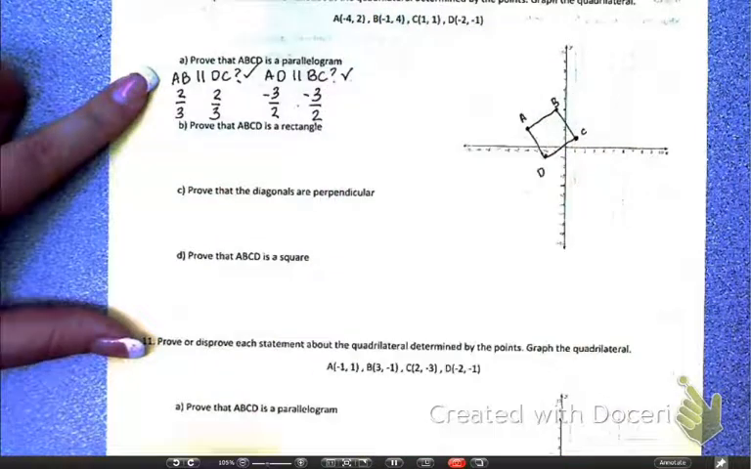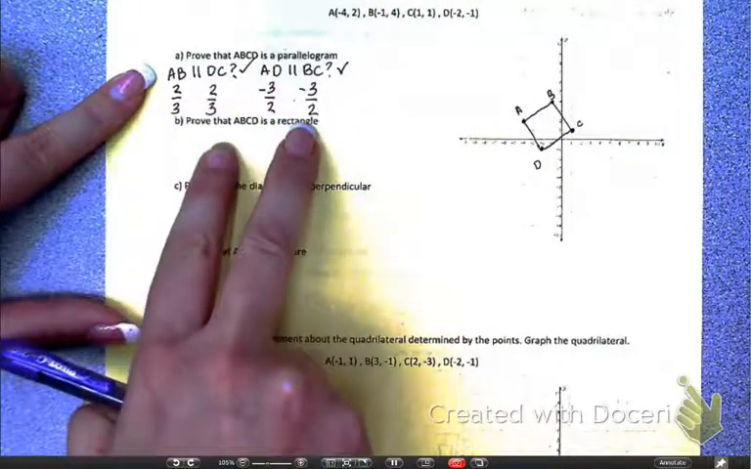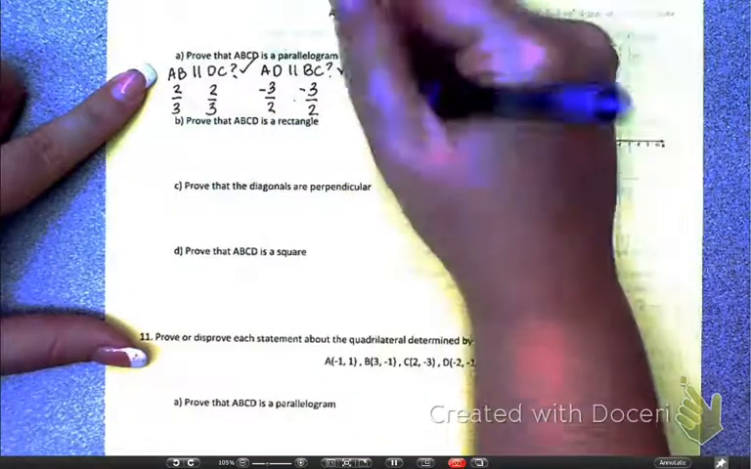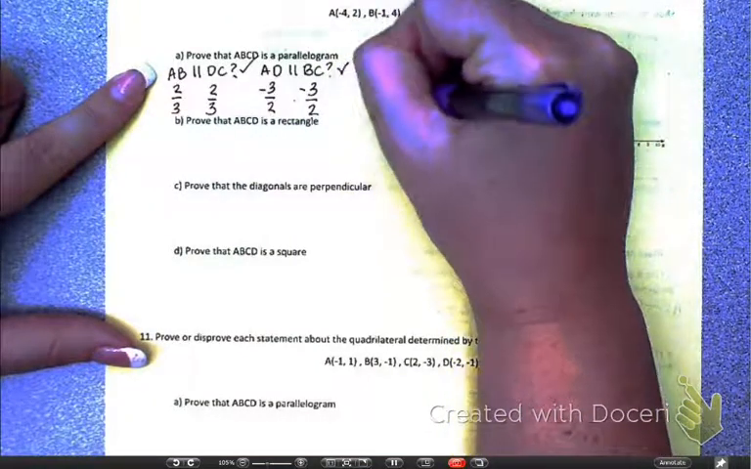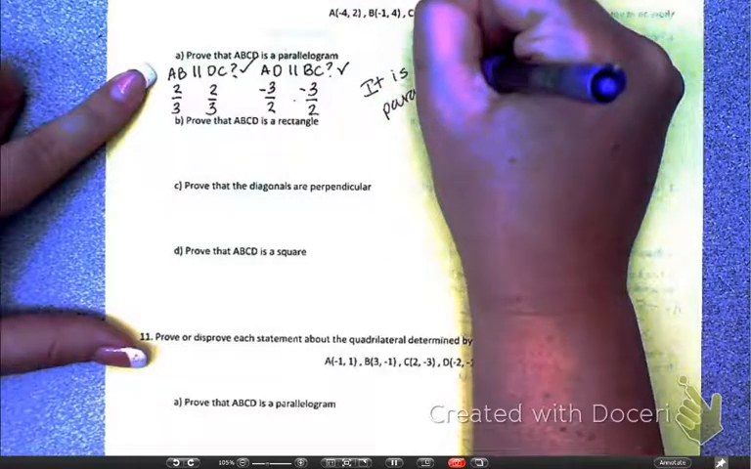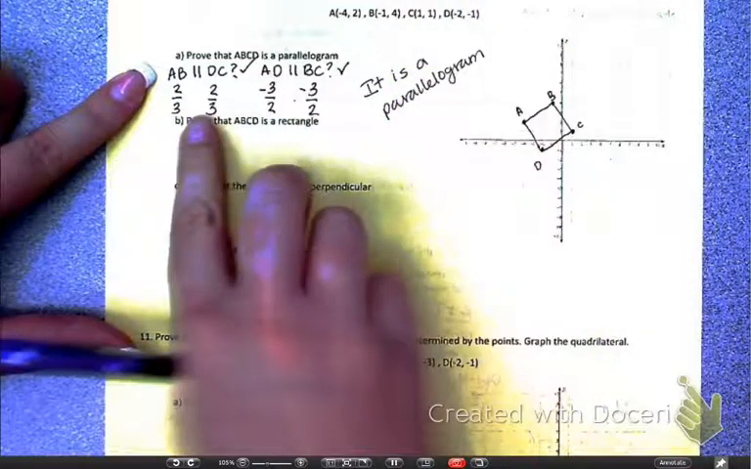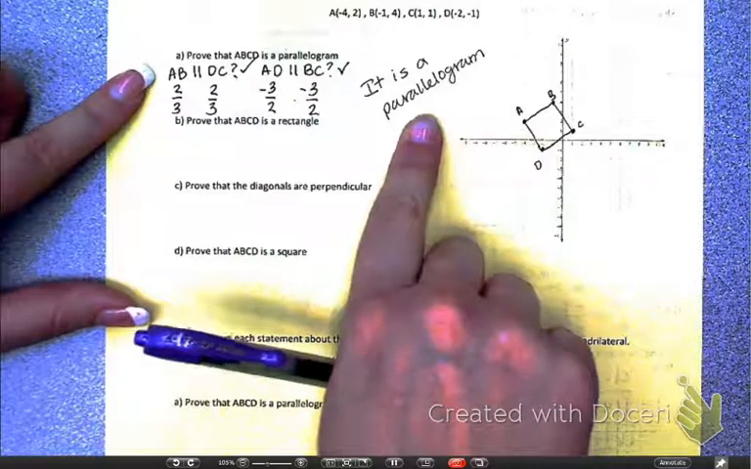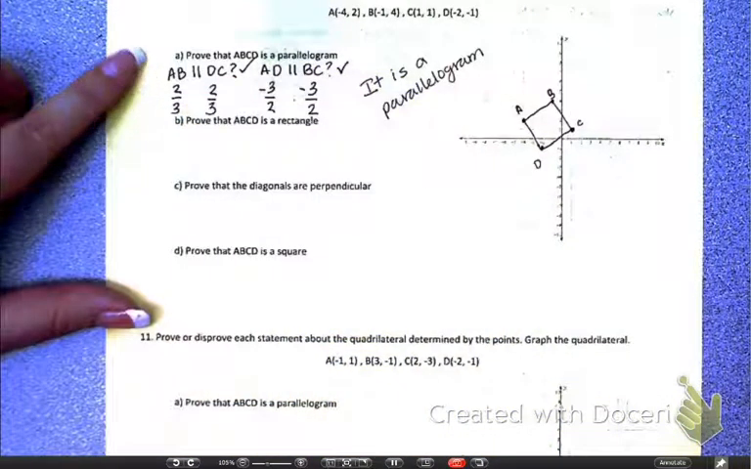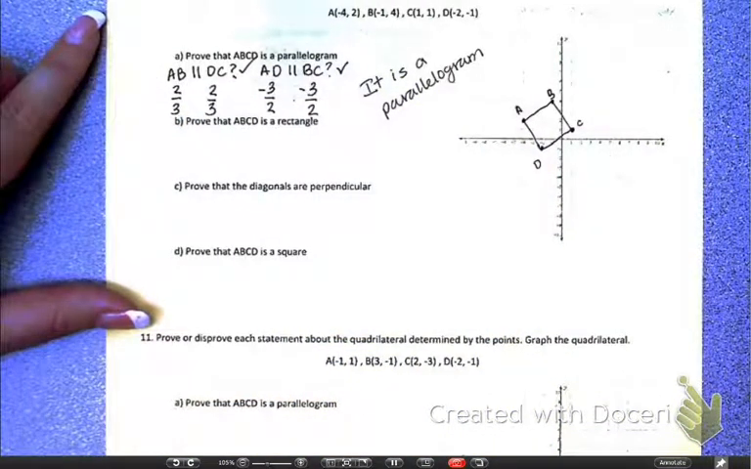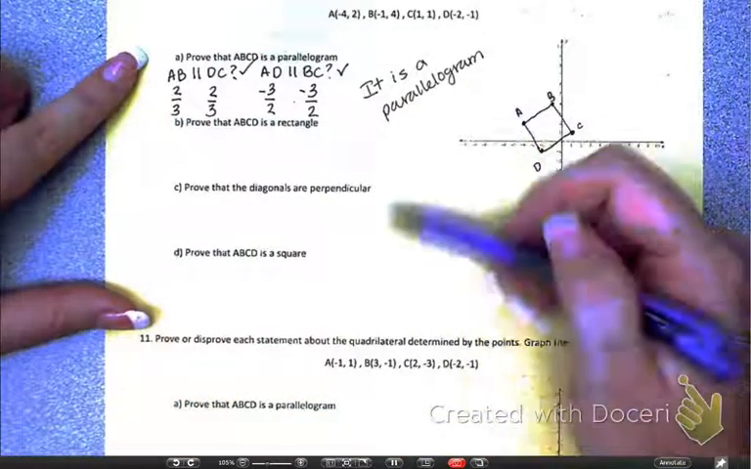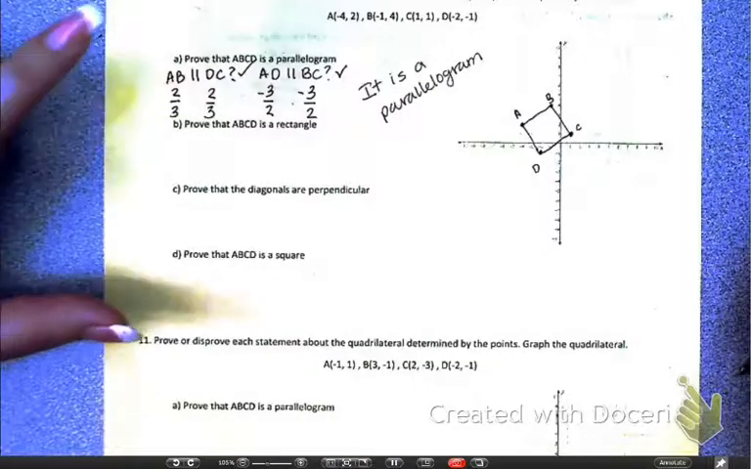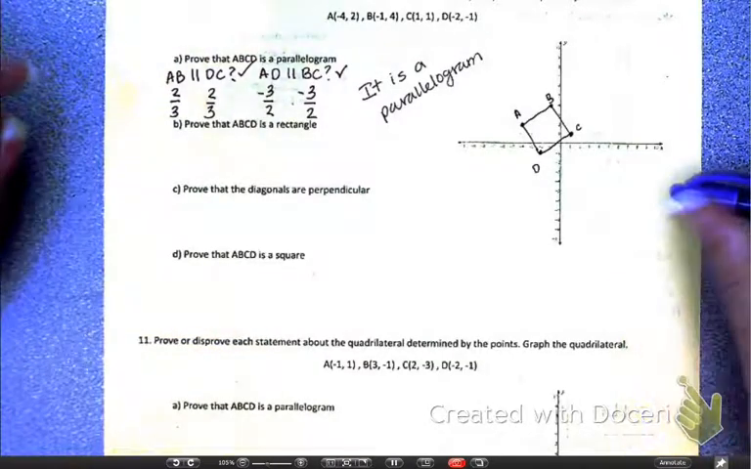So I'm looking for both of these statements. I'm looking for slope, and then I'm looking for it is a parallelogram. Okay, you actually need to give me that statement so I know that you know what the slopes mean. Some of you on your quiz put it is a parallel. Okay, make sure you look at the directions. We're talking about a parallelogram, to use the proper terminology.